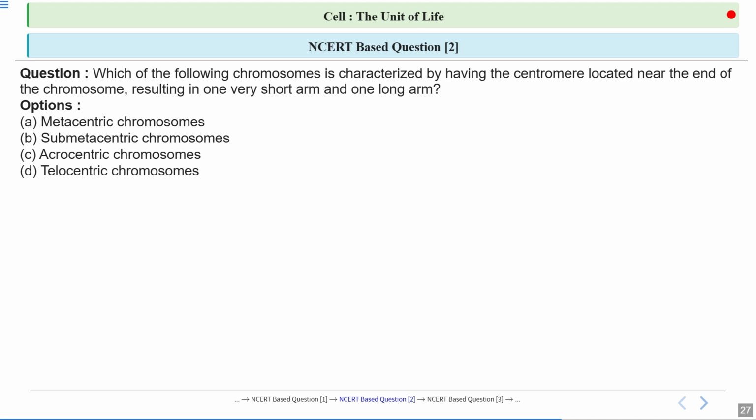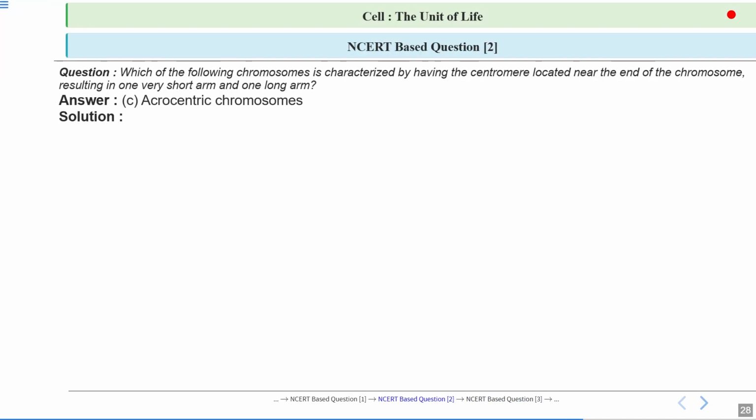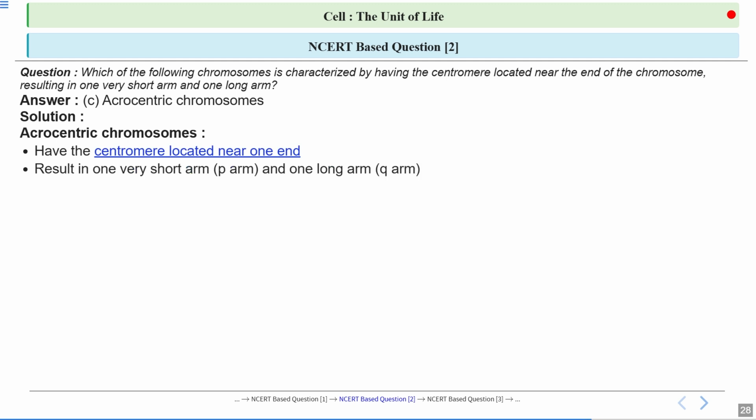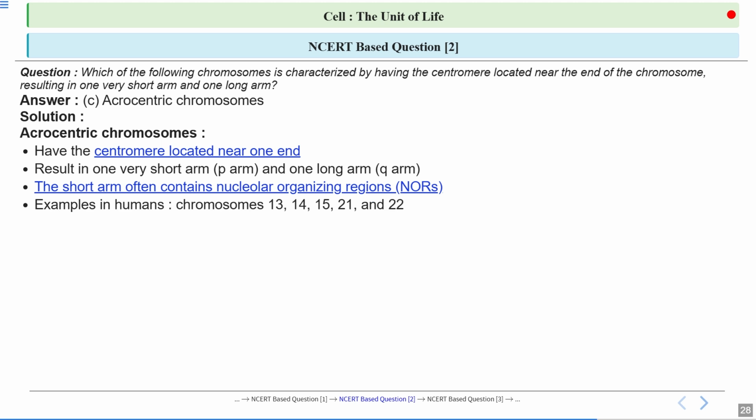Alright, so let's have a look at the answer. So the answer is option number C, acrocentric chromosomes. Okay, so what are acrocentric chromosomes? Here the centromeres are located near one end. This results in a very short arm known as the P arm and a long arm known as the Q arm. Now the short arm often contains the nucleolar organizing region. Examples in humans are chromosomes 13, 14, 15, 21 and 22. These are examples of acrocentric chromosomes.